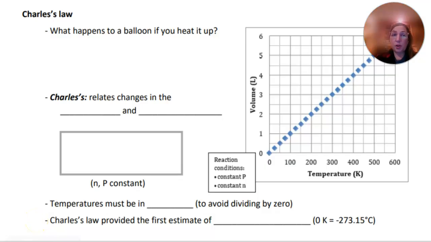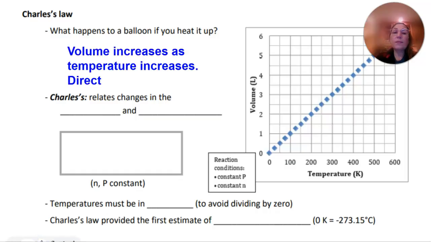Next up is Charles' law. Charles' law says, what happens to a balloon if you heat it up? We're going to talk about temperature. Well, if you heat up a balloon and you keep the pressure and the amount of gas constant, the volume will increase as the temperature increases. So this is a direct relationship. One thing goes up and then the other is going up. One variable is increasing and the other is increasing.